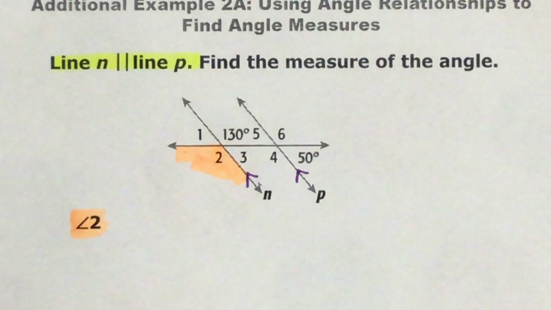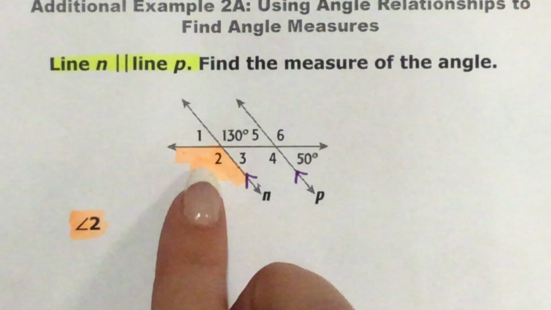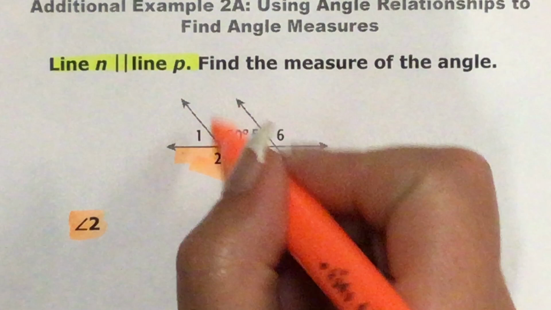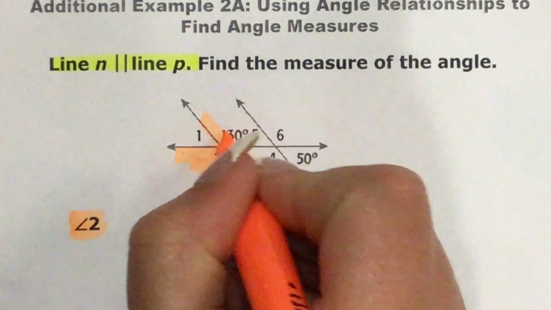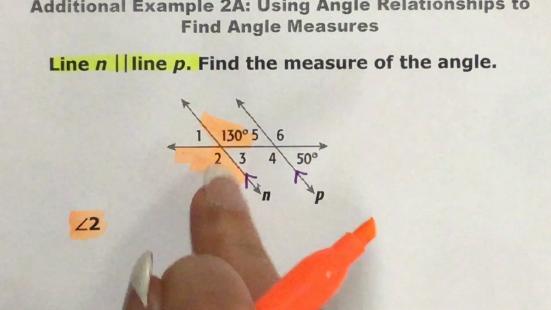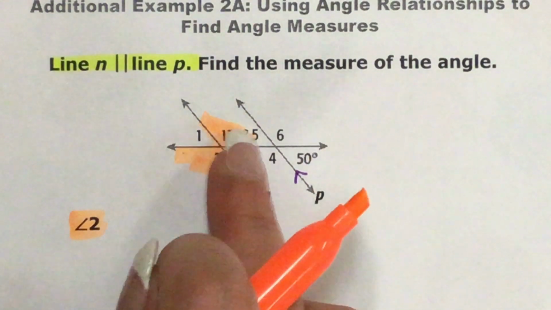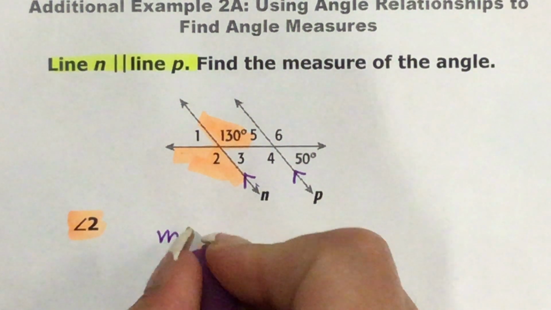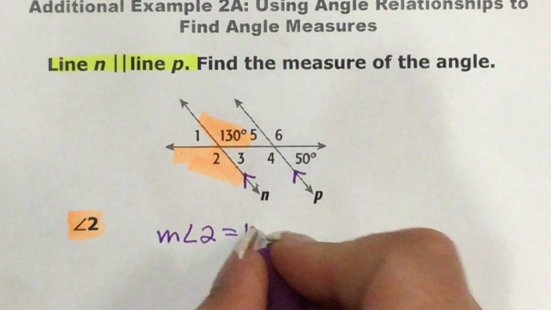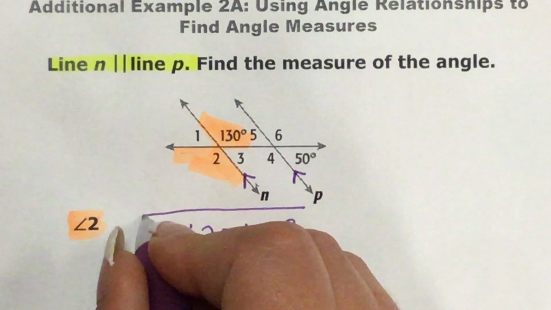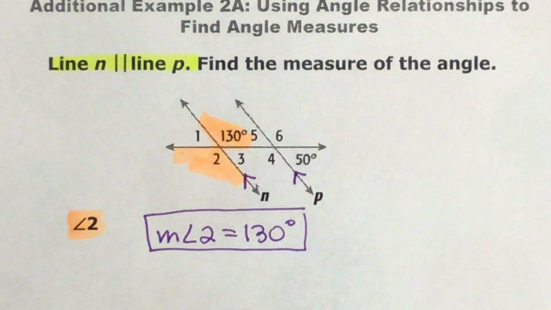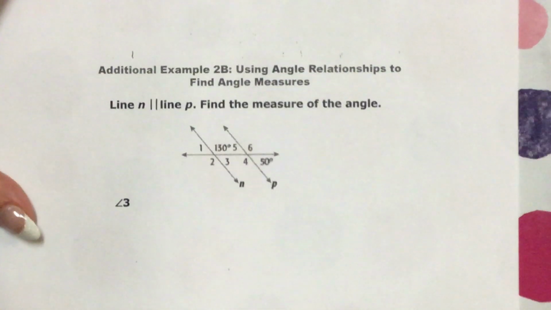What is the measure of angle 2? Well, what I see right off the bat are vertical angles. This right here, 130 degrees, is the vertical angle to angle 2. So that means that they're congruent. So the measure of angle 2 equals 130 degrees by vertical angles. Let's go ahead and look at example 2B.